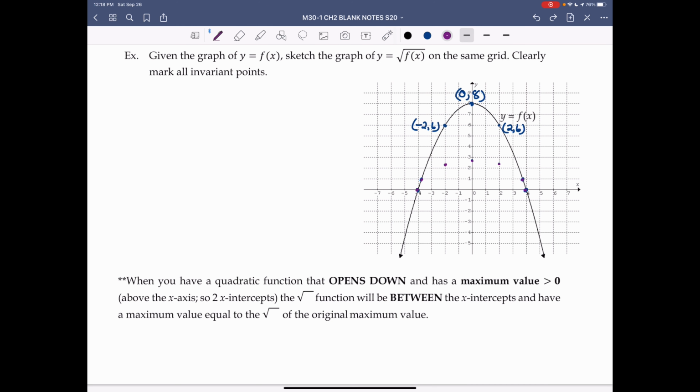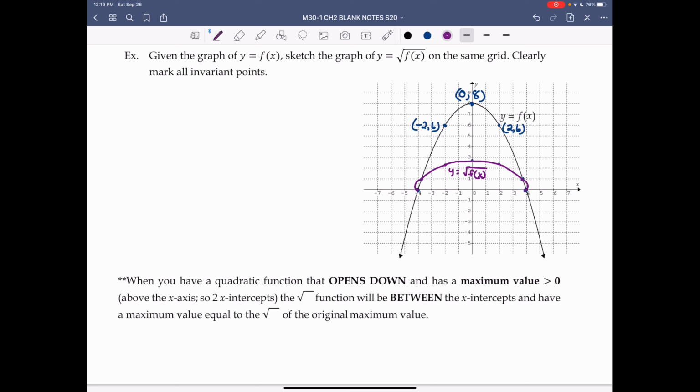So joining our points, remember that between the y value of 0 and y value of 1, our function is going to be above the original function. And then it's going to be below for all other values. And then we get back to being between our invariant points, so again, it's going to be above. So something like this is our function y equals the square root of f of x.